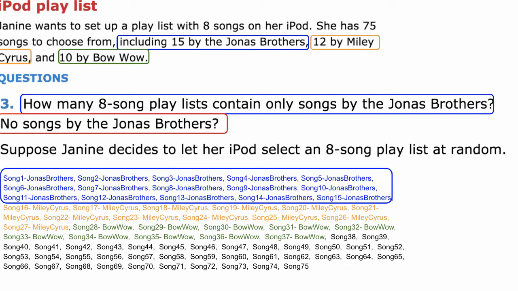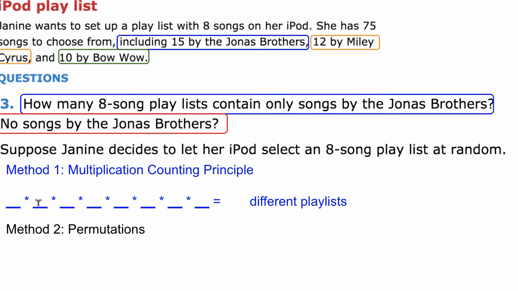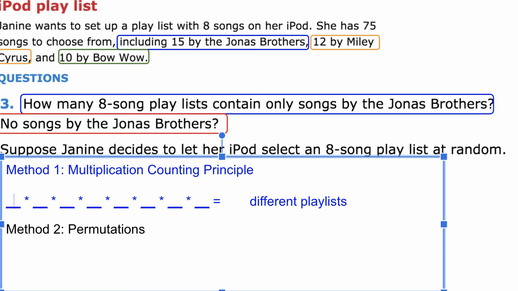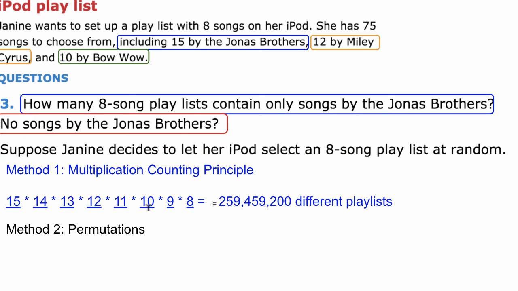So how do we count that? We can do either way again. Multiplication counting principle: the difference is what number goes here. How many possibilities if I only want to count Jonas Brothers songs? I don't have 75 to choose from anymore. I only have 15. And then once I've chosen that first Jonas Brothers song, I have 14, and then 13, and then 12, etc. So that is the multiplication counting principle way of doing it.